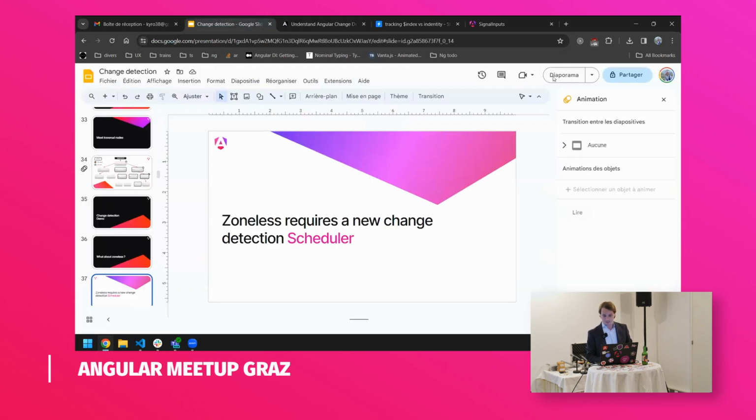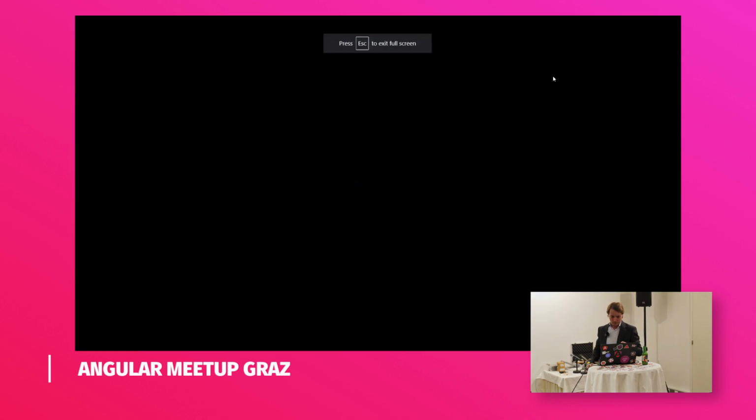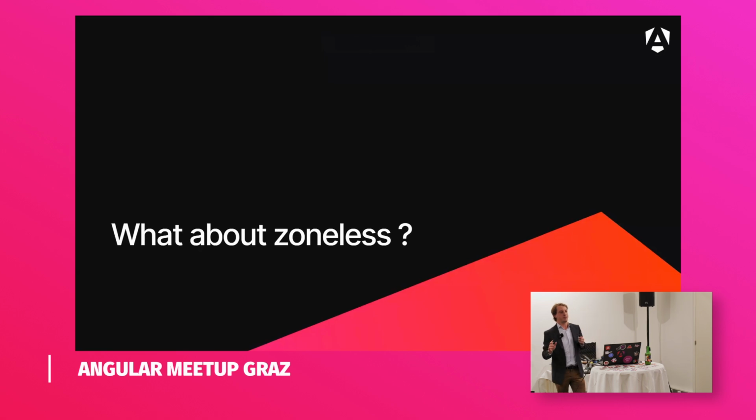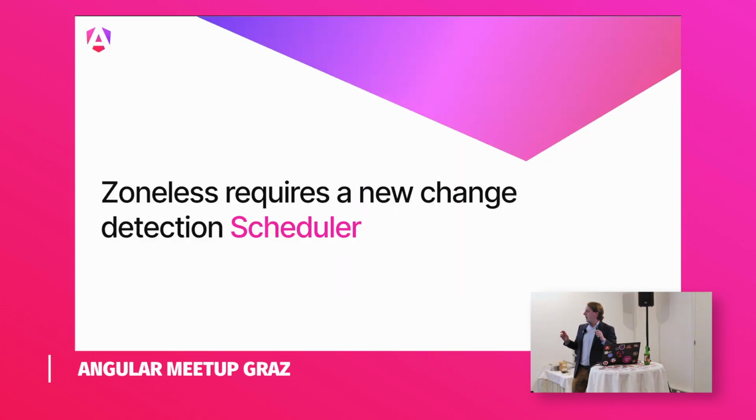And next, I wanted to talk about Zoneless. Zoneless is an interesting topic. It's about dropping the nightmare that Zone.js is. To go zoneless right now, the key thing is we need a new scheduler. Right now, the scheduler was Zone.js, which allowed the framework to know when the application was stable. So we need a new scheduler that doesn't rely on Zone.